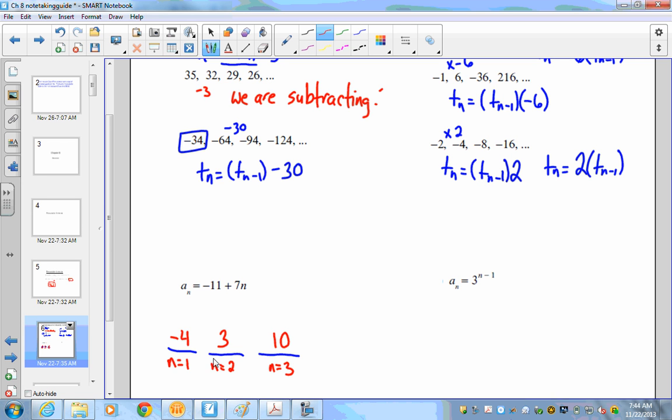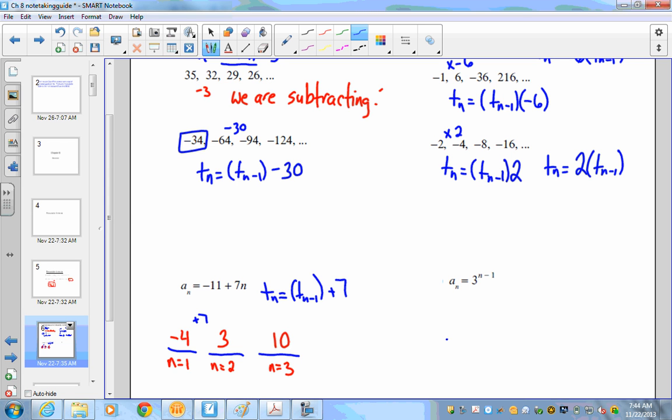So based upon my observations of my sequence, I am adding 7. So if I was going to create a recursive formula from that, I know that I'm taking my previous number and adding 7 to it. So T of n is equal to my previous term, Tn minus 1, and I'm just adding 7 to it, and I'm done.